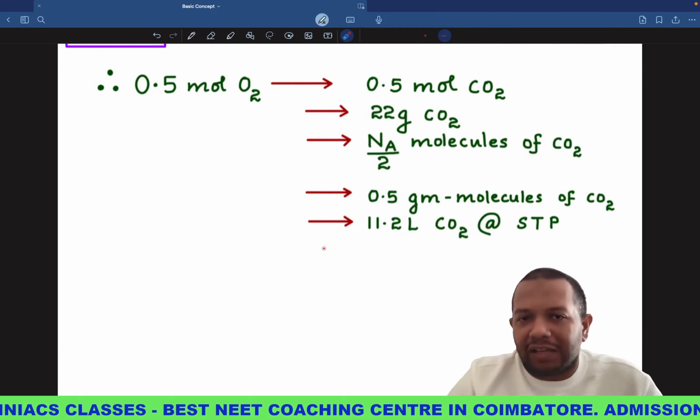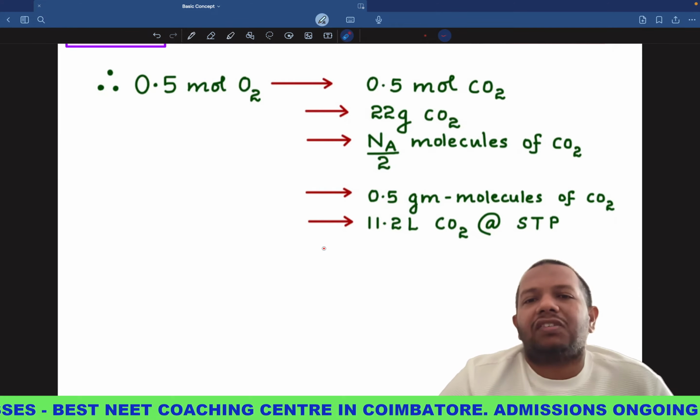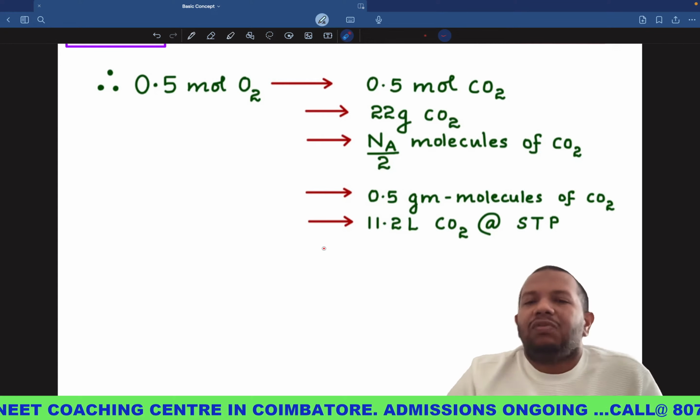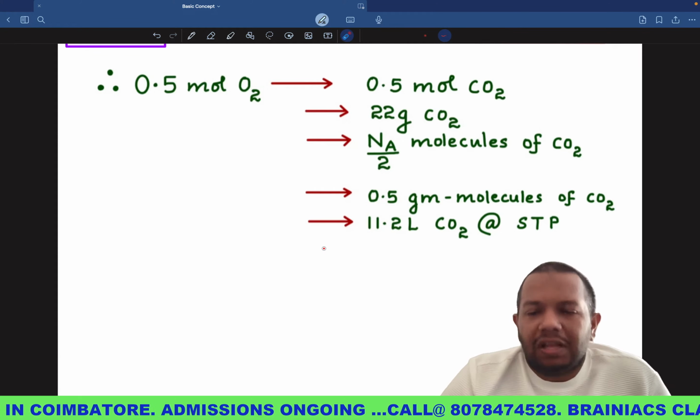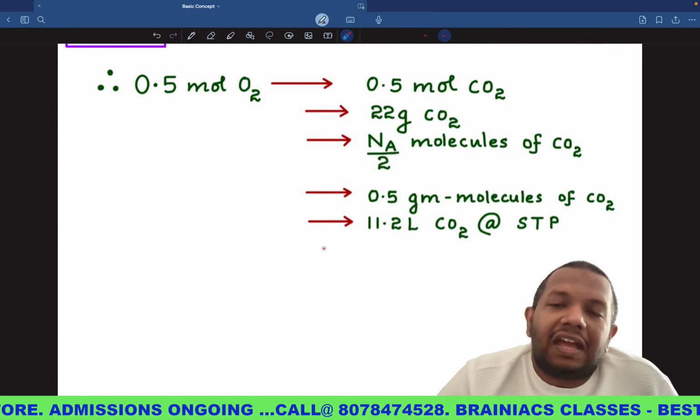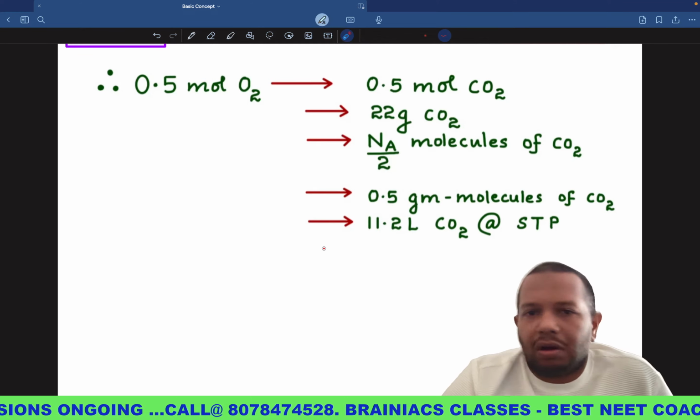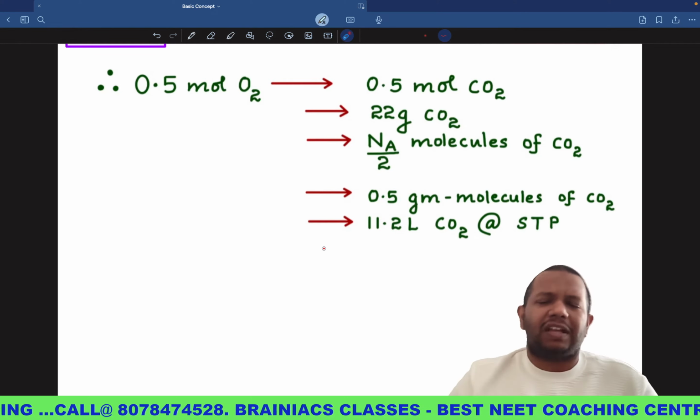So please understand, the most important inference here is: if there is a limiting reagent present in a particular reaction, then that limiting reagent will decide how much quantity of the product needs to be formed and how much quantity of the other reactant needs to be consumed. Okay, I hope it is clear for you.